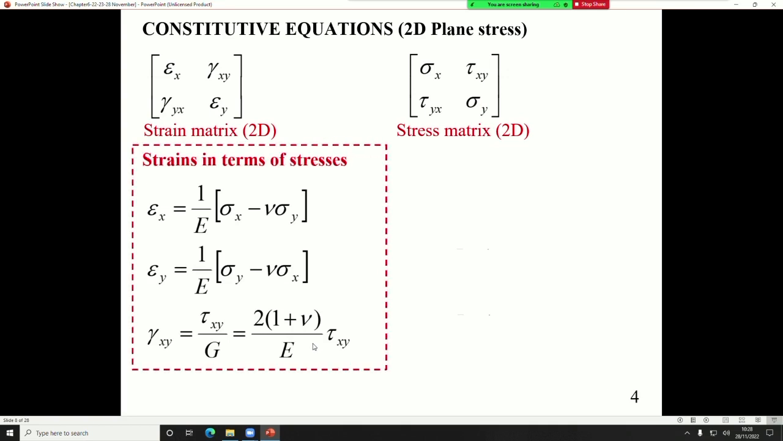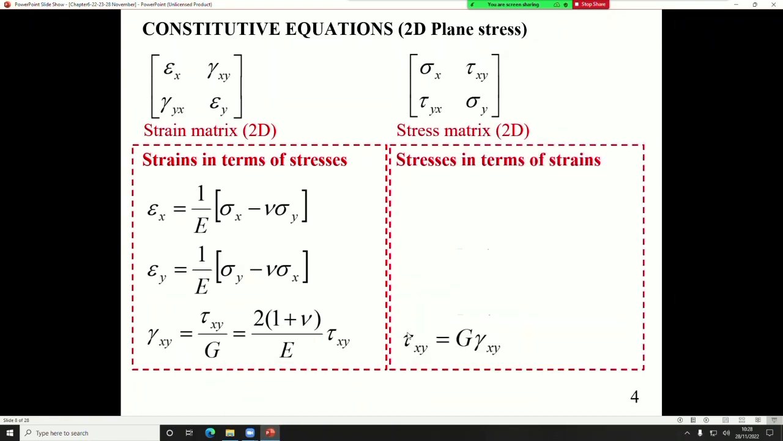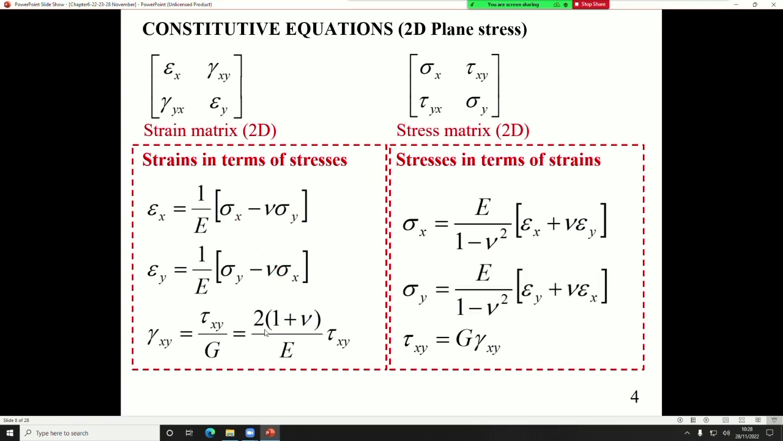We can also write stresses in terms of strains. On the right-hand side of slide 4, I'm writing stresses in terms of strains. I start with the bottom equation: tau xy is equal to G gamma xy. Here, if I eliminate sigma y between these two equations, I can write stress sigma x in terms of epsilon x and epsilon y. And if I eliminate sigma x between these two, I can write sigma y in terms of the strain components. These are the three equations you're using for your laboratory assignment, which I've given you in the required equations file.